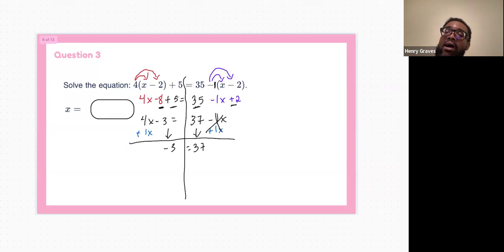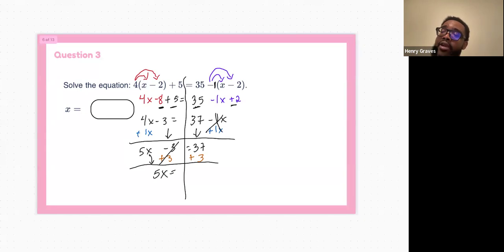Okay? Now I can work with my constants. The inverse operation of subtracting 3 is adding 3. But what I do to one side, I'm going to do to the other side. And just like that, this goes away because -3 plus 3 is 0. Bring down the 5x. So 5x equals 37 plus 3, which is 40.